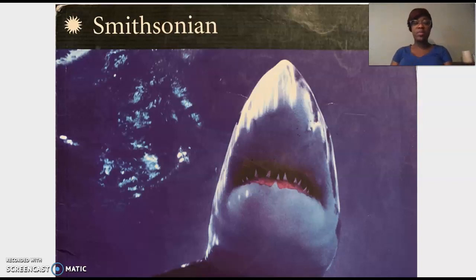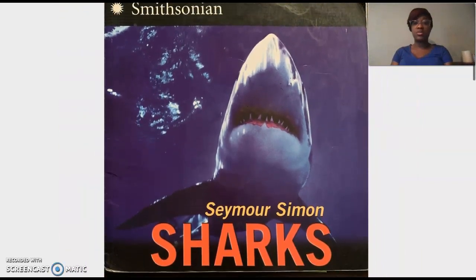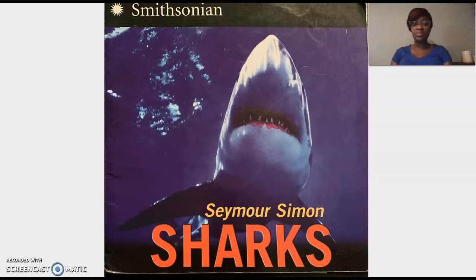Today we're going to read the book called Sharks by Seymour Simon. Wow, so we've been learning so much about sharks and reading different books that I feel like we have a good grip on that topic. But one thing I notice about books that we read together on this topic is that I learn something new every single book, and that also adds on to the information that I already know, right?